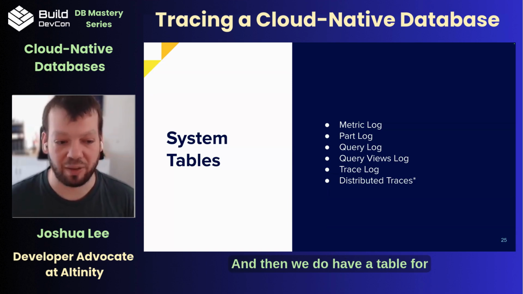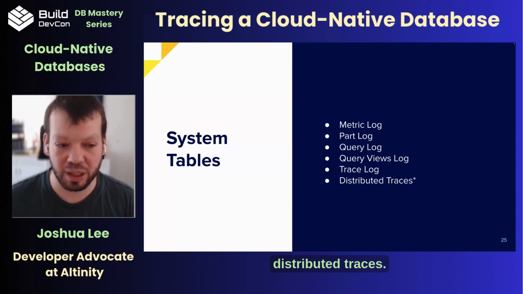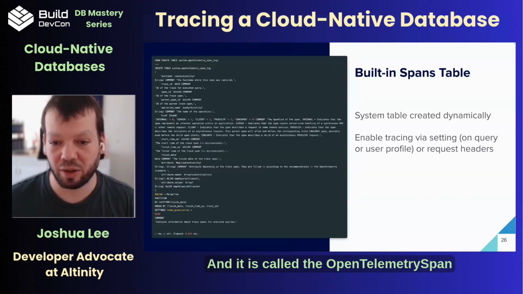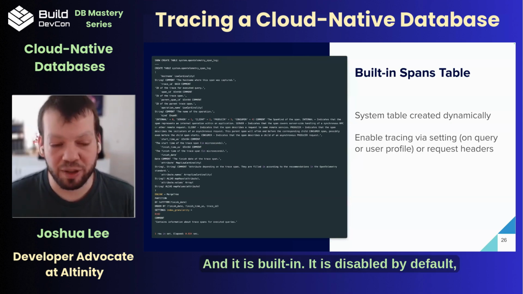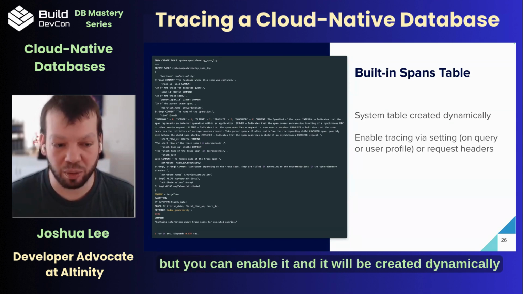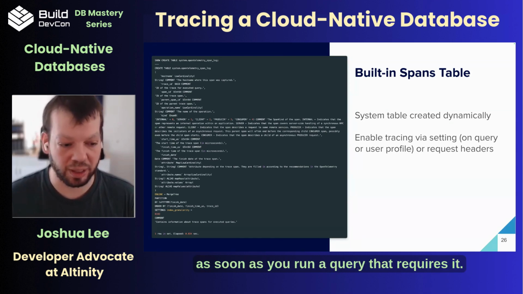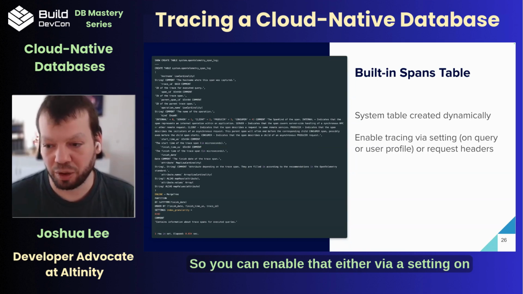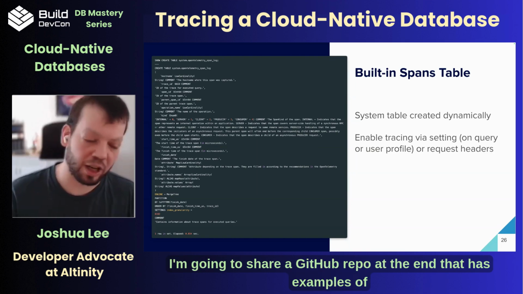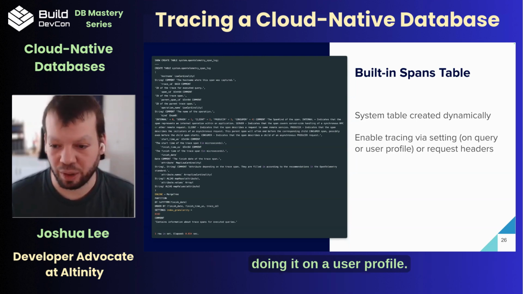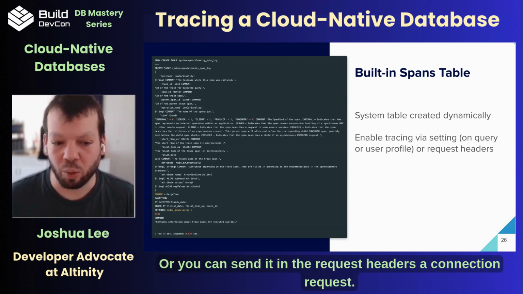And then we do have a table for distributed traces, and it is called the OpenTelemetry span log. It is built in and disabled by default, but you can enable it and it will be created dynamically as soon as you run a query that requires it. You can enable that either via a setting on an individual query or on an entire user profile. I'm going to share a GitHub repo at the end that has examples of doing it on a user profile. Or you can send it in the request headers for a connection request.